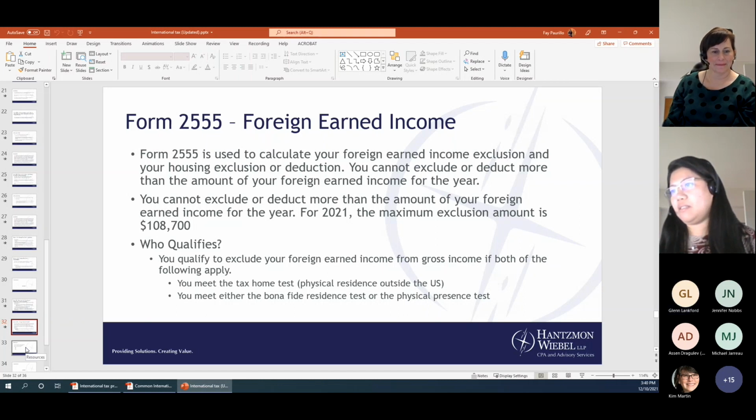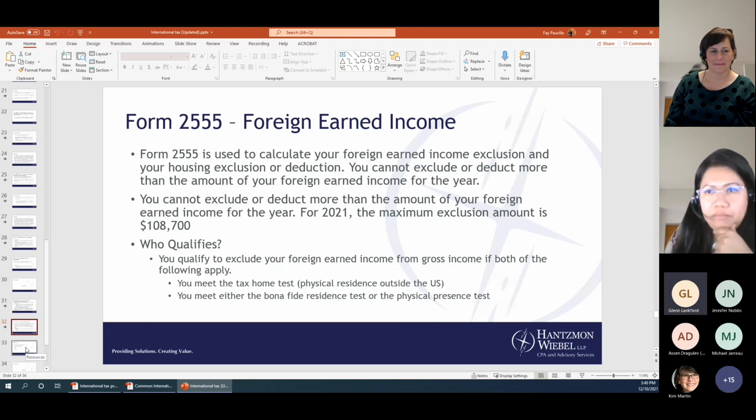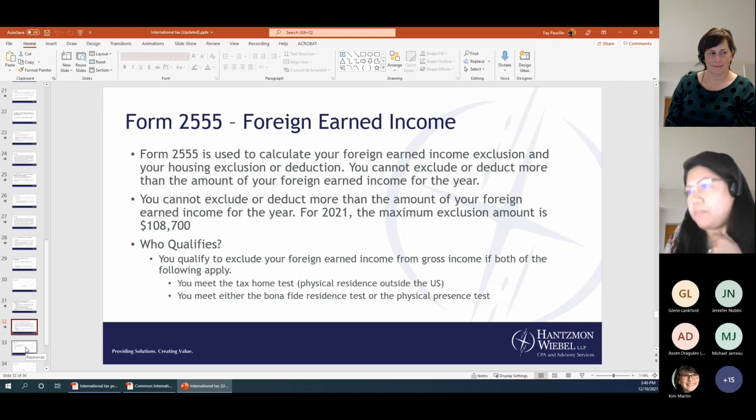While I've got my mic unmuted, the foreign earned income exclusion really works best when your taxpayer is in a low tax country, because you have the option of the foreign earned income exclusion or the foreign tax credit. And if you're in a high tax country, the foreign tax credit works sometimes even better. Right. Thank you, Glenn.